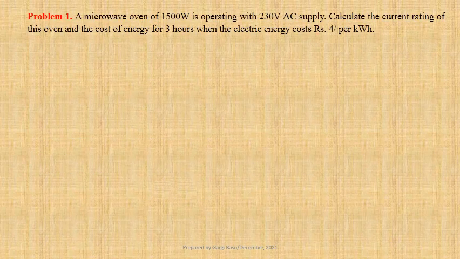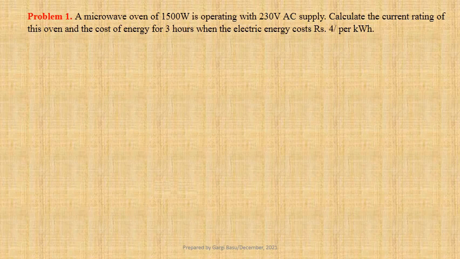A microwave oven of 1500 watt is operating with 230 volt AC supply. We have to calculate the current rating of this oven and the cost of energy for 3 hours operation when the electric energy costs rupees 4 per kilowatt hour.